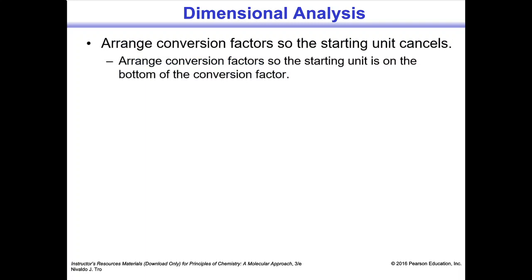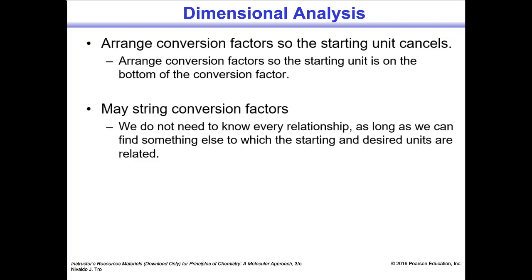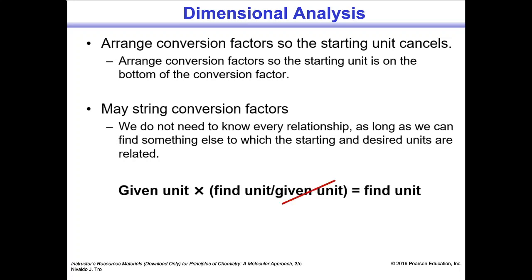Basically you're going to arrange the conversion factors so that the starting unit cancels, and so that you end up with the unit you're looking for. You can string many of these together and end up with the right answer without having to do several calculations. Basically it looks like this. Take a given unit, multiply by the conversion factor in that fraction form, so the units cancel, and you end up with the unit you're trying to find.